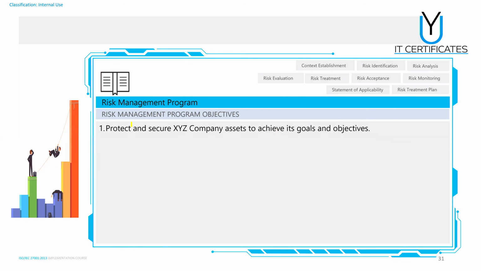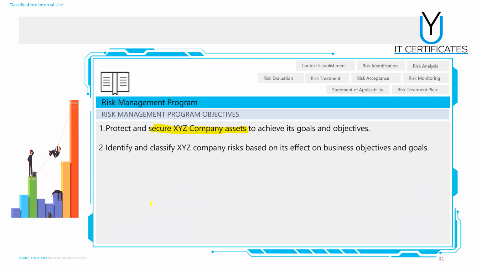Number one, they want to secure the XYZ company assets. Makes sense. They want to protect their assets, then they will be able to achieve their objectives. Also, we want to identify and classify XYZ company risks and their effect on business goals and objectives. Very clear. Again, they want to be able to achieve their mission, objectives, and goals without any interruption. Evaluate XYZ company risks and what will be the appropriate action to handle these risks.